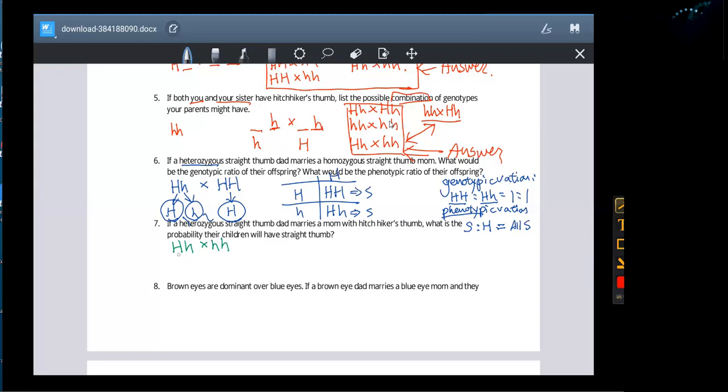I make gametes. And then I make Punnett squares. And then I cross them, big H, little h, little h, little h. And then I interpret my result. This will be straight. This will be hitchhiker.